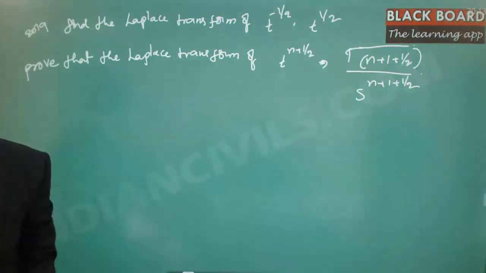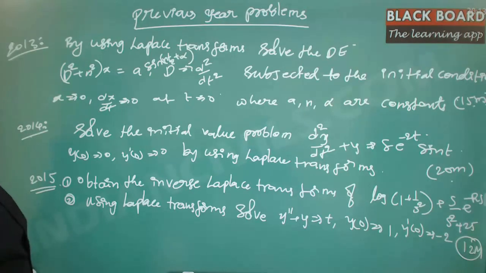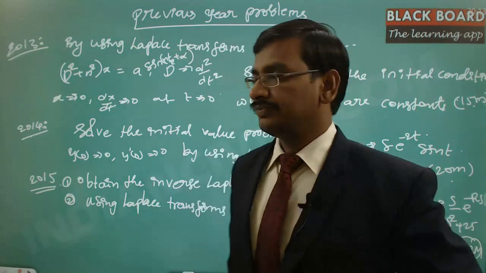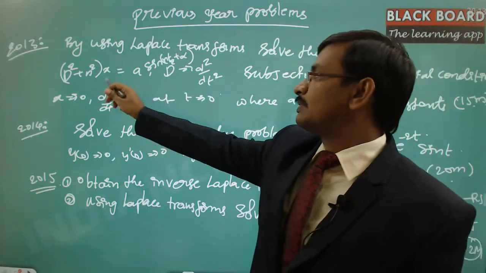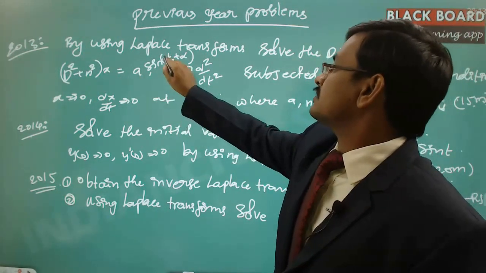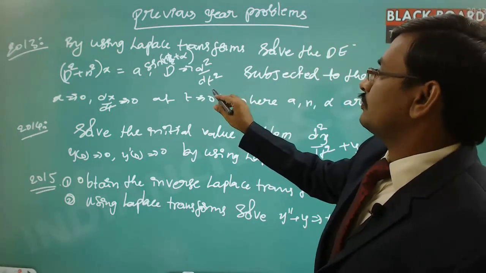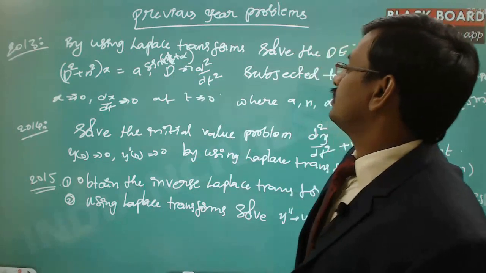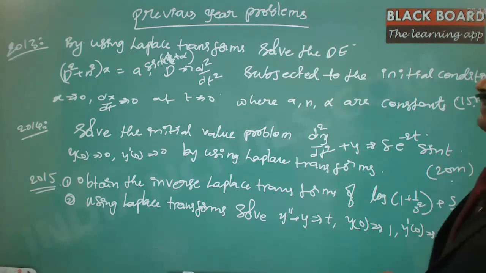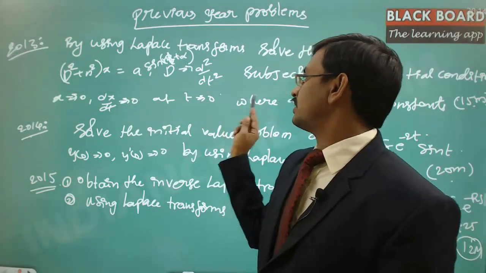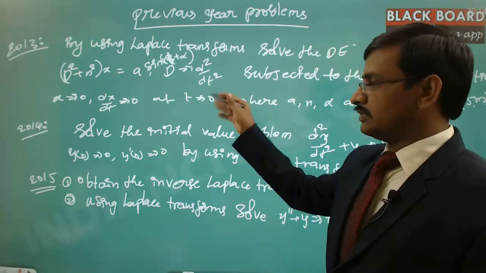So these are all the problems that were given as part of the Laplace transform, right? I'll just show you all the problems. If you notice here, by using Laplace transform, solve the differential equation (d square plus n square) of x is equal to a of sin(nt plus alpha), where d square by dt square, subjected to the initial conditions x is equal to 0 and dx by dt equal to 0 at t is equal to 0. So this was a straightforward problem, an application of the Laplace transforms, which we have solved already.